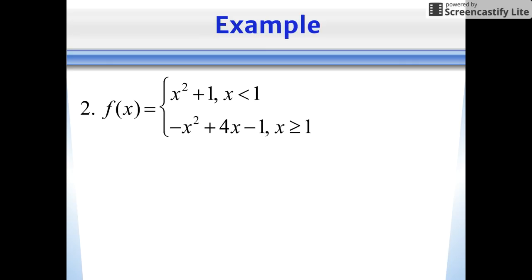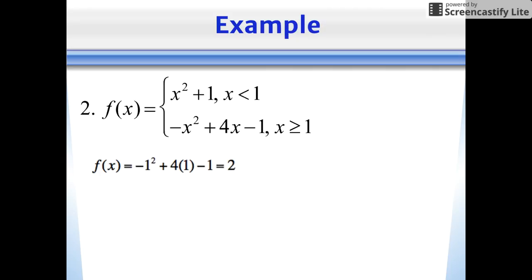My second example is another piecewise function. This is made up of two quadratic equations. So the first thing is finding f of x, and I'm using x equals 1. I will tell you what the c value is, but in this case, because the piecewise functions are broken up at 1, that's my c value.